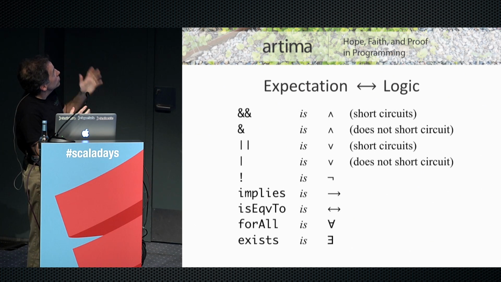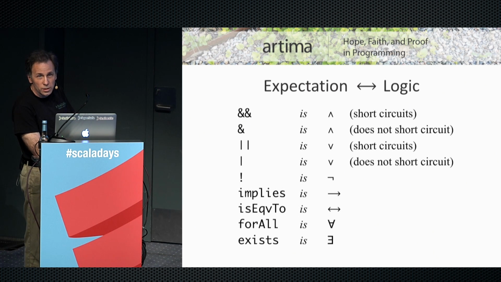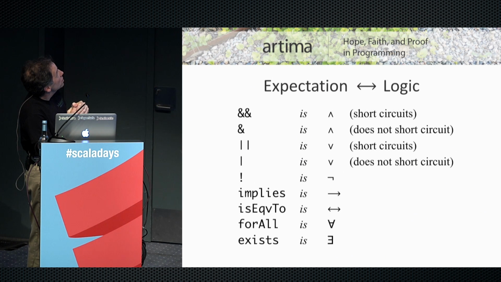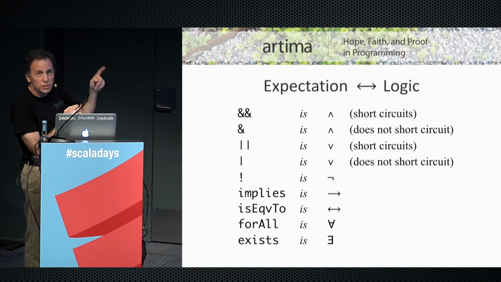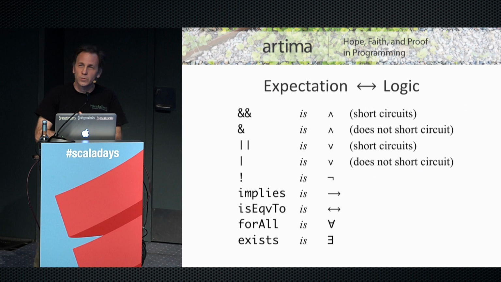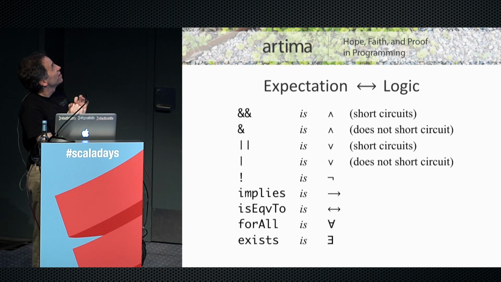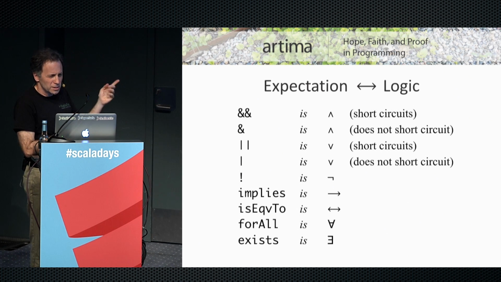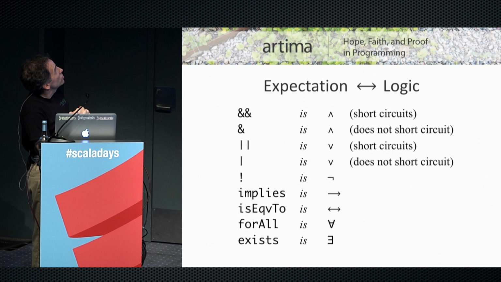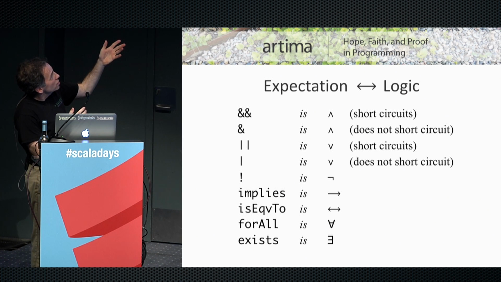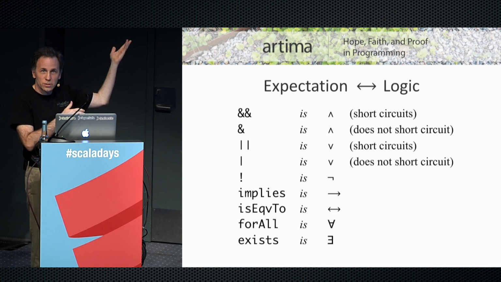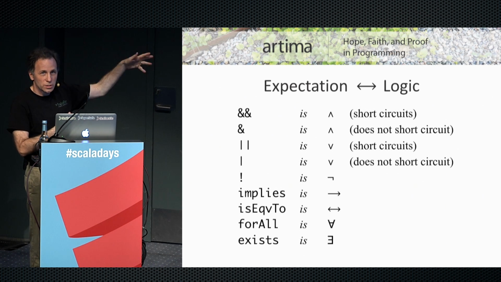The first five combinators are just like Boolean. They work exactly the same way because Boolean logic is a subset of predicate logic. Double ampersand is conjunction that short circuits. Single ampersand is conjunction that doesn't, which is just like Boolean. Most people don't know that's there. It's there in Java. When I came to Scala and I saw this, I was like, why did Scala add that? And it turns out it was in Java. I didn't even know about it. So that's in there. And then double pipe is the disjunction that short circuits, and single pipe is the disjunction that doesn't.